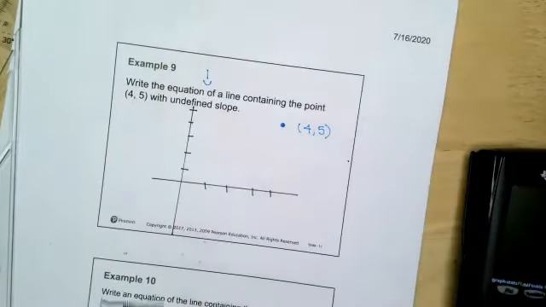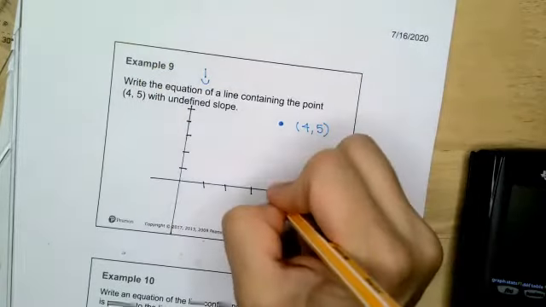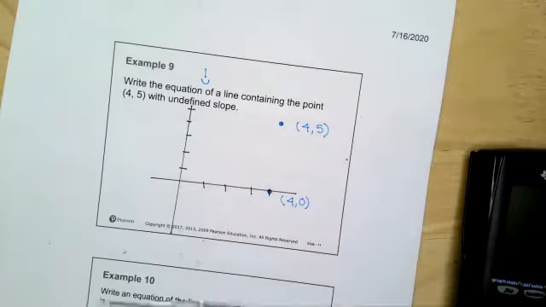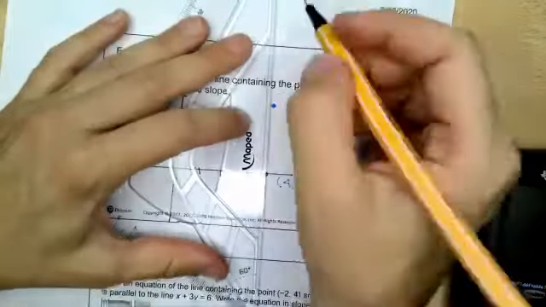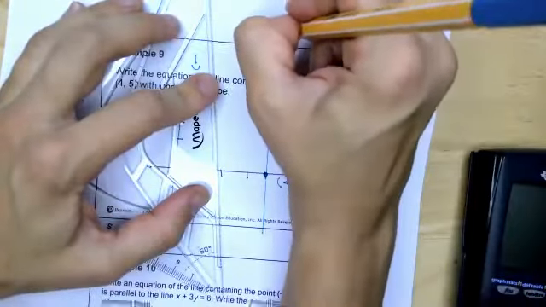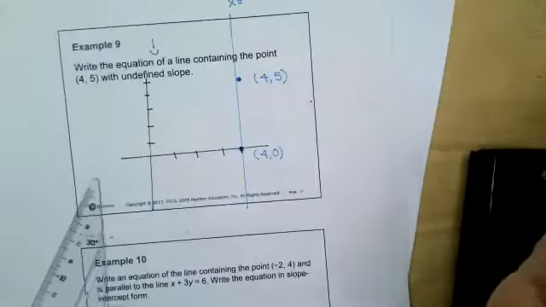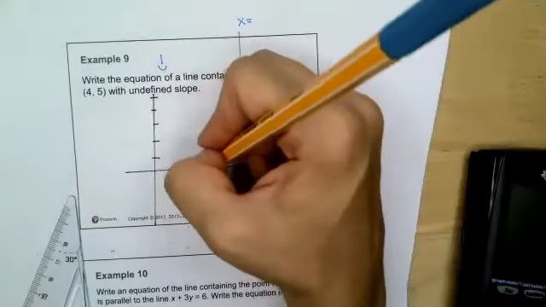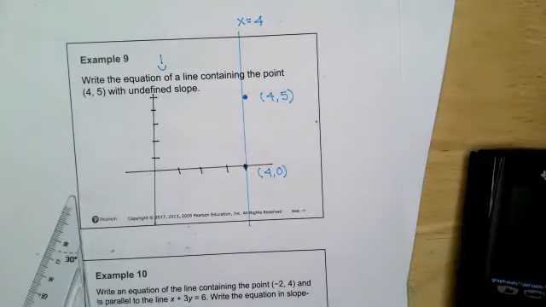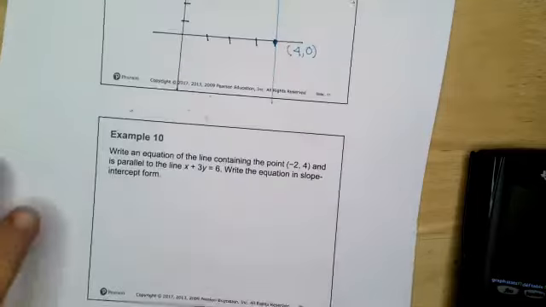So undefined is straight up and down. That means it's also going to cross 4, 0, right? It crosses the x-axis. So it's going to be x equals. X equals 1, 2, 3, 4. It always crosses at 4. Good. All right, example 10.